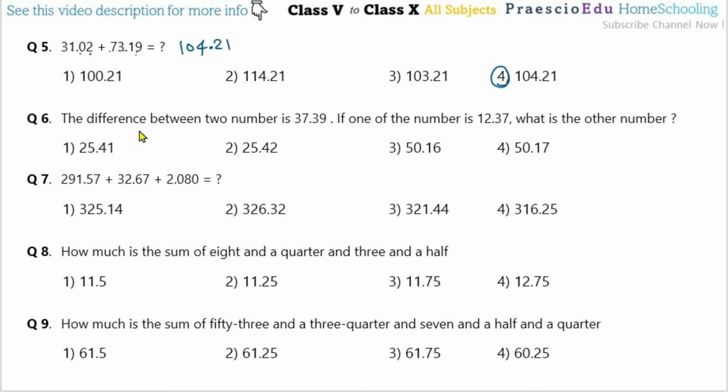Then question number 6, the difference between two numbers is 37.39. If one of the numbers is 12.37, what is the other number? Suppose this is one number, and one more number. Suppose this is a square, or we can say a blank. So the difference between this number and this number is 37.39, which means if from this number we subtract this one, it is equal to this number, 37.39.